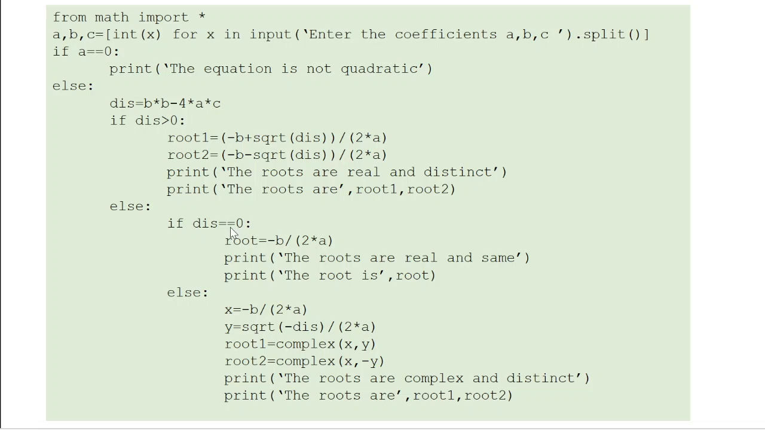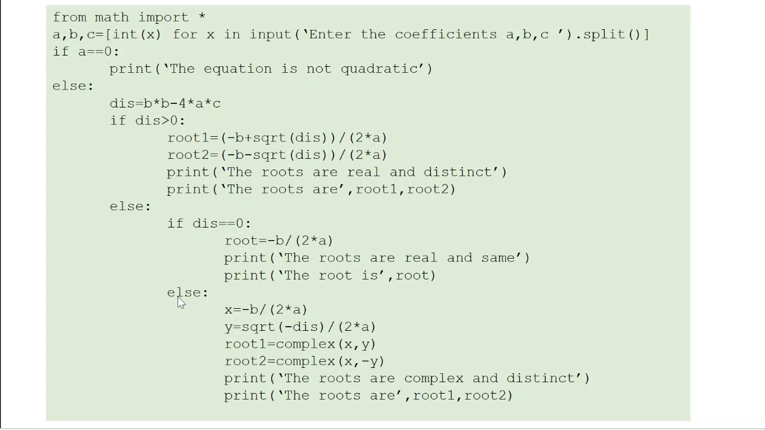If this is true, what happens? These instructions will be executed. And what are the instructions? Now I know that my root is minus b divided by 2a, because this factor is 0 now. So I will print the roots are real and same, then print the value of the root. The root is root. And the only condition left is this less than 0. So that is your else statement here.